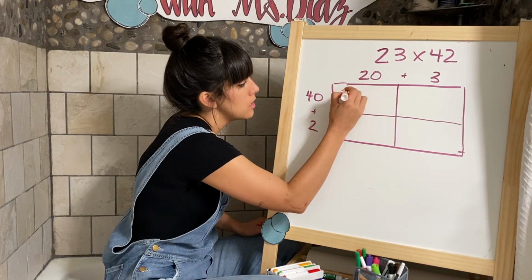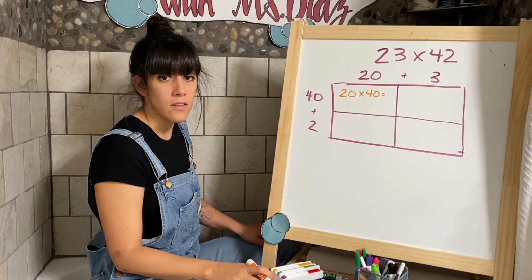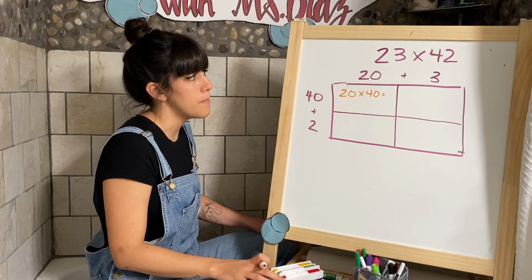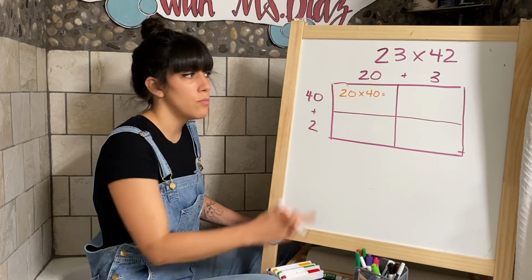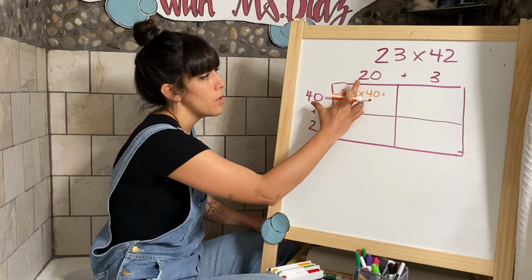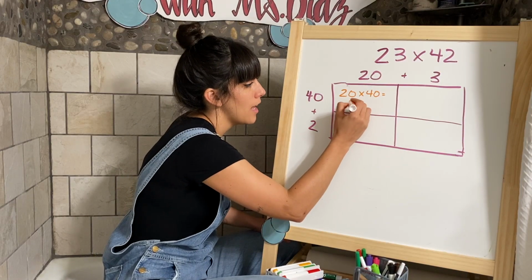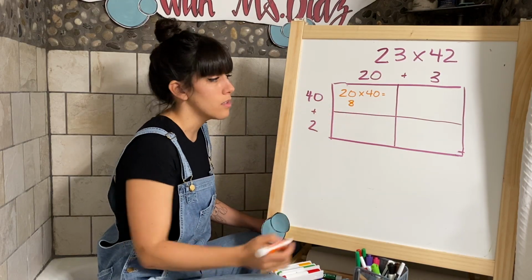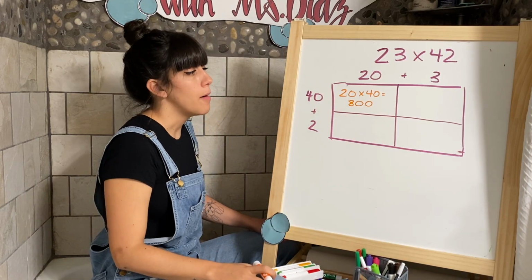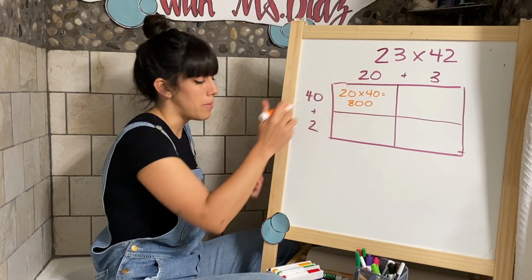So I would take the 20 times 40 to get an answer. Easiest way to think about when you're multiplying tens is to multiply the 2 numbers at the front and then add the zeros at the end. So if I did 2 times 4, I can quickly know that that is 8, then add both zeros at the end. So this answer would be 800. That is not our total answer yet. That is just that first box.